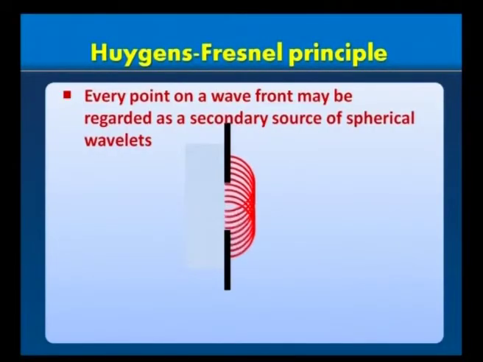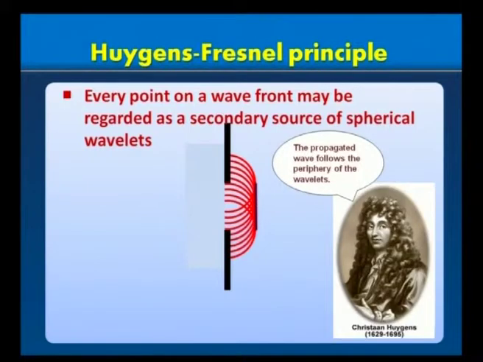You have the slit, light is coming. I will go back. You see them. The light waves are coming, right? It is called a primary wavefront, right? Now, the envelope or the tangent, right? This is the tangent that you are taking, that gives the primary wavefront. The propagation of light wave follows the periphery of the wavelets. This is the periphery, right?